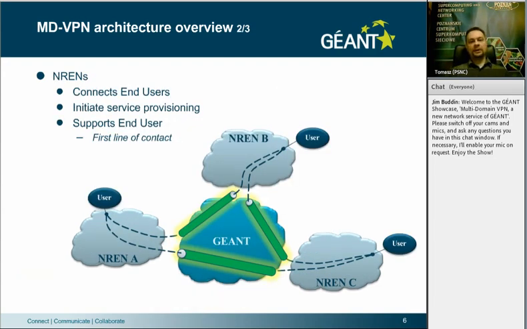And in case of NREN, what is the main role of NREN? The NREN connects end users directly. When the end user is connected, then NREN initiates service provisioning. So all technical details needed to provision service are collected and introduced to the network by the local NREN. And then the local NREN also supports end users. So this is the first line of contact.